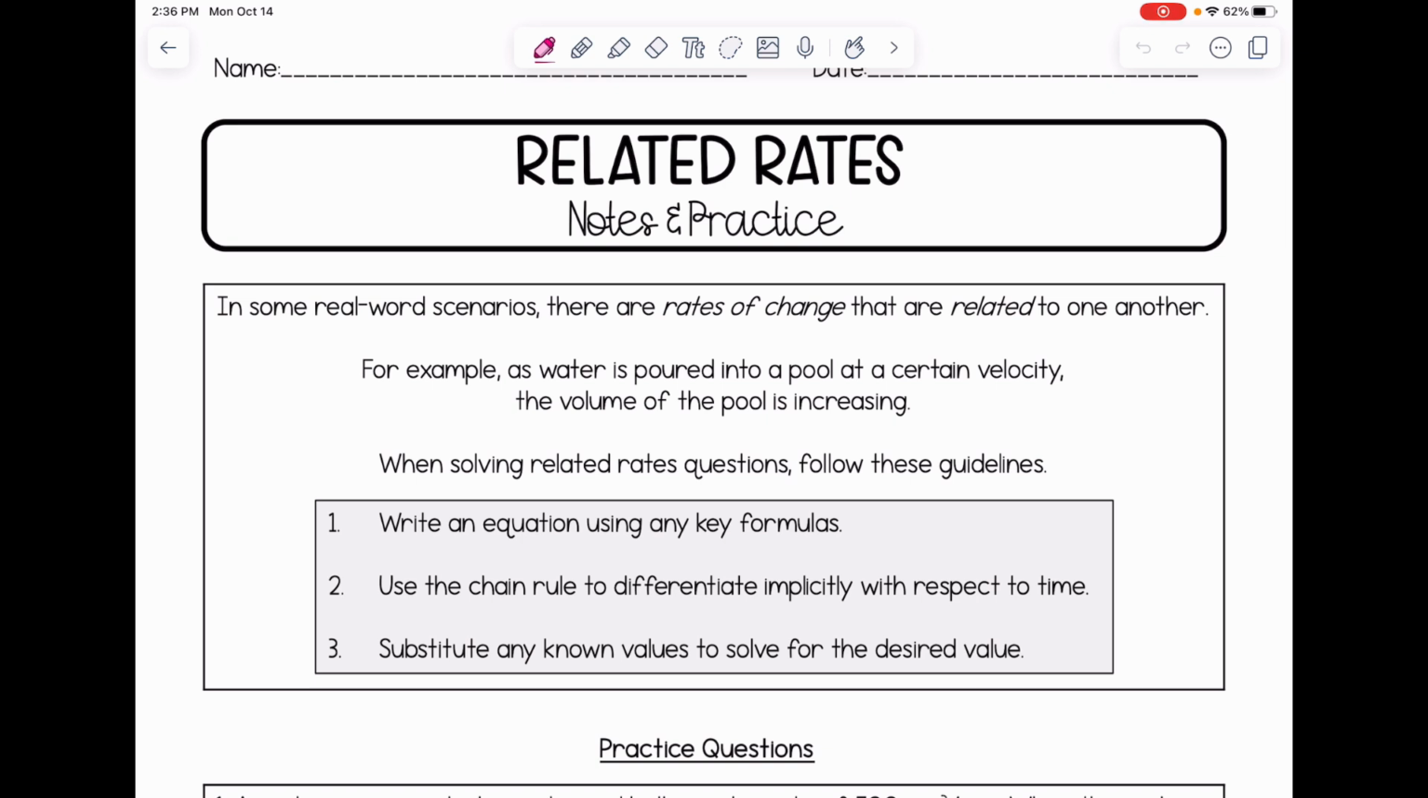In this lesson, we're going to be talking about related rates. In some real-world scenarios, there are rates of change that are related to one another. For example, as water is poured into a pool at a certain velocity, the volume of the pool is increasing.